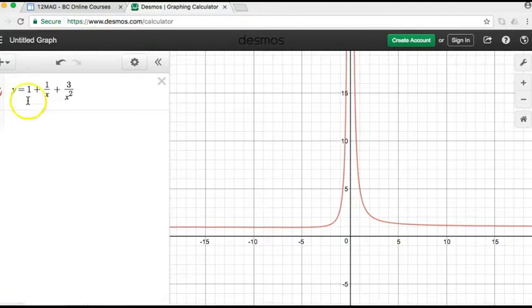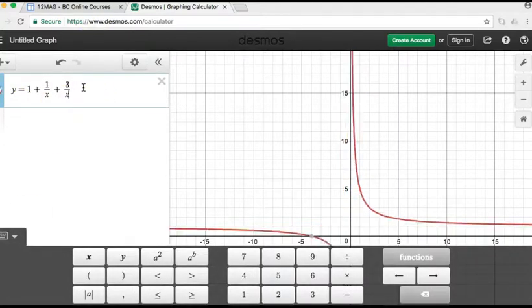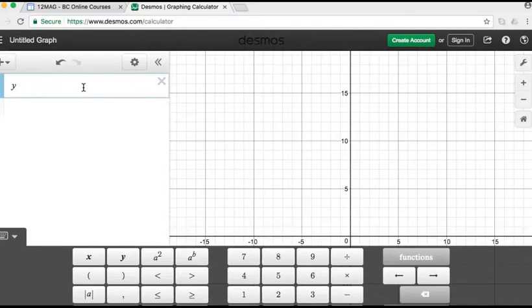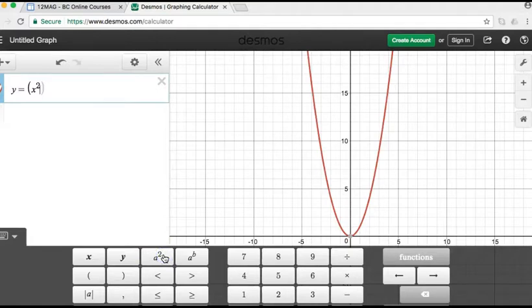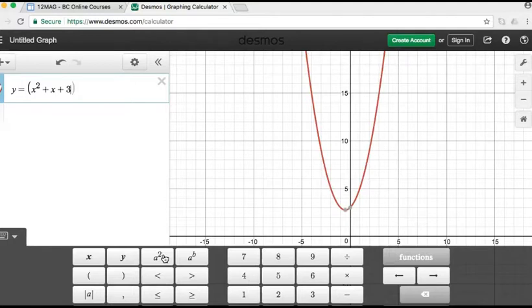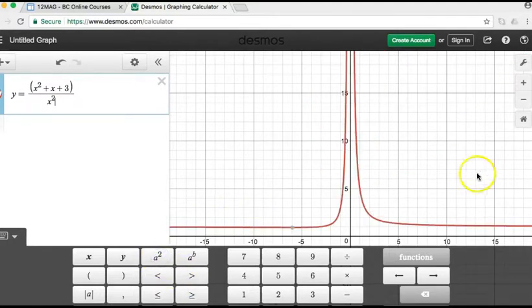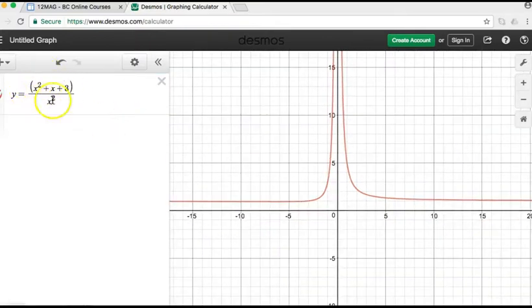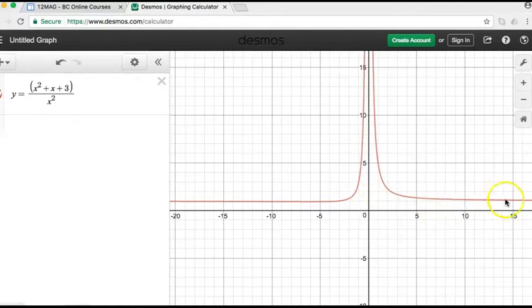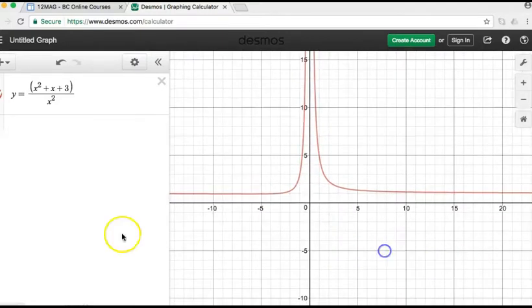I can also put the function in its original format, which is y equals, again, x squared plus x plus 3 all divided by x squared. Same graph, okay? Same as what I had before. So I've put the graph in this format, okay? And it also has an asymptote of 1 as well. This one's a bit different. It comes below 1 and then comes back and approaches the line. We'll be looking at functions like that later.